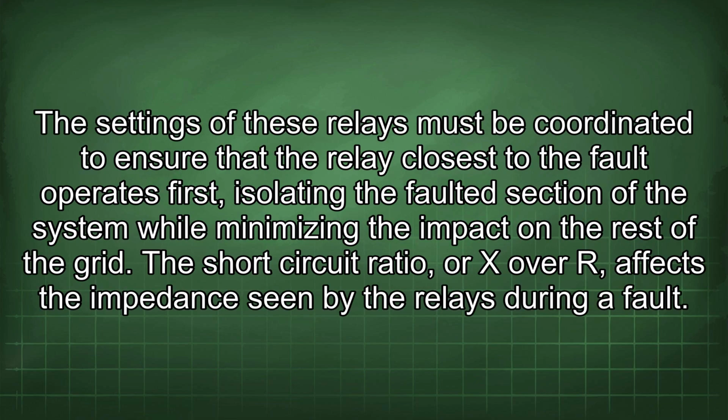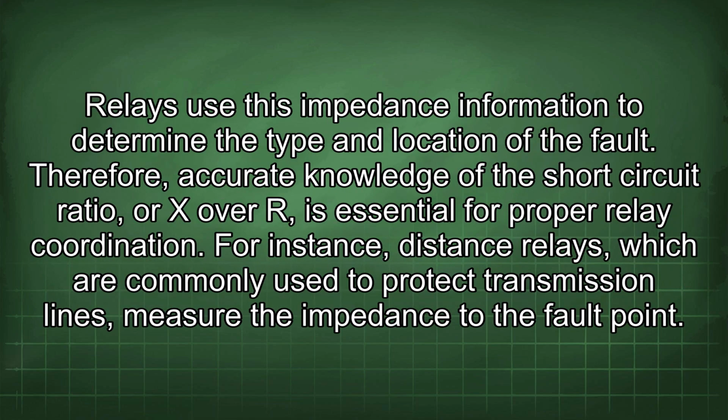The settings of these relays must be coordinated to ensure that the relay closest to the fault operates first, isolating the faulted section of the system while minimizing the impact on the rest of the grid. The short circuit ratio, or X over R, affects the impedance seen by the relays during a fault. Relays use this impedance information to determine the type and location of the fault. Therefore, accurate knowledge of the short circuit ratio, or X over R, is essential for proper relay coordination.